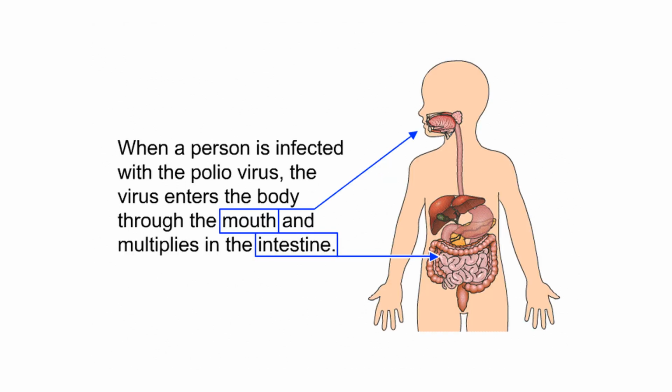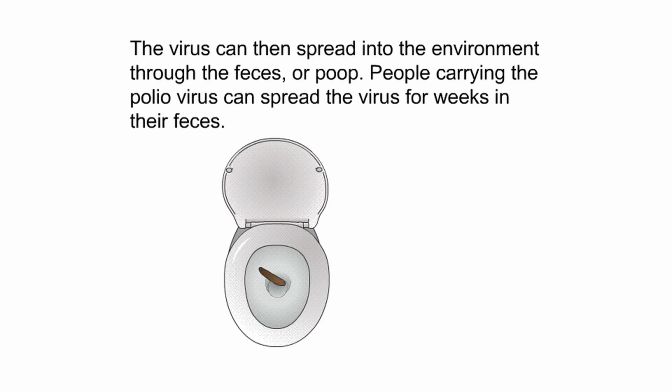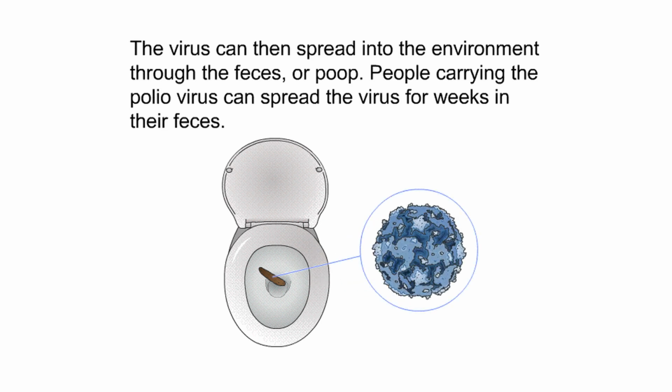Causes. When a person is infected with the polio virus, the virus enters the body through the mouth and multiplies in the intestine. The virus can then spread into the environment through the feces, or poop. People carrying the polio virus can spread the virus for weeks in their feces.